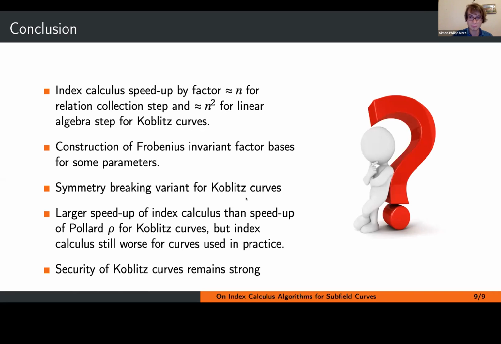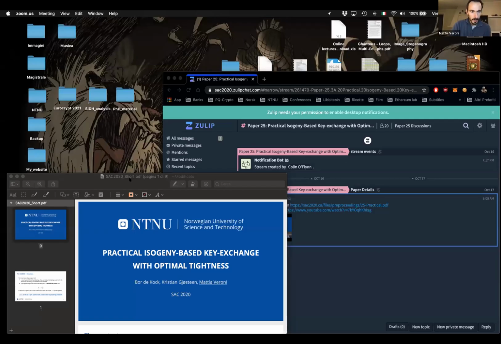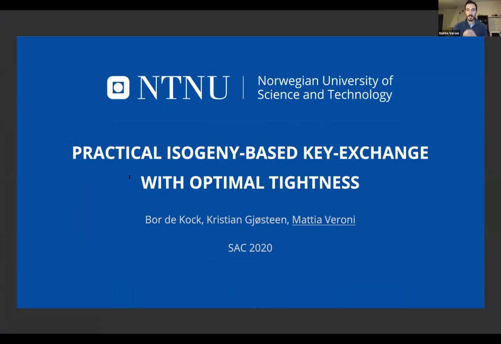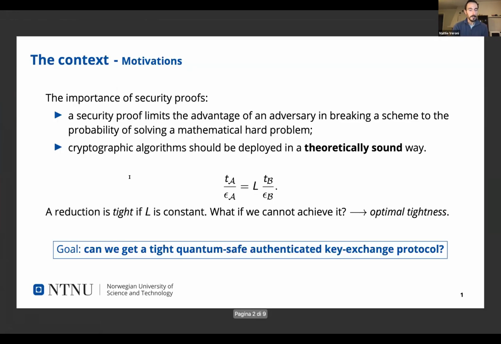Our last speaker is Mattia Varoni, who will present the paper Practical Isogeny-Based Key Exchange with Optimal Tightness. All right, can you hear me and can you see my screen? Both, yes. Thank you. All right. So yeah, this is a joint work with Bordecock and Christine Yerstin. In 5 minutes it's quite impossible to explain everything, but I will try to rush on every detail I can skip.